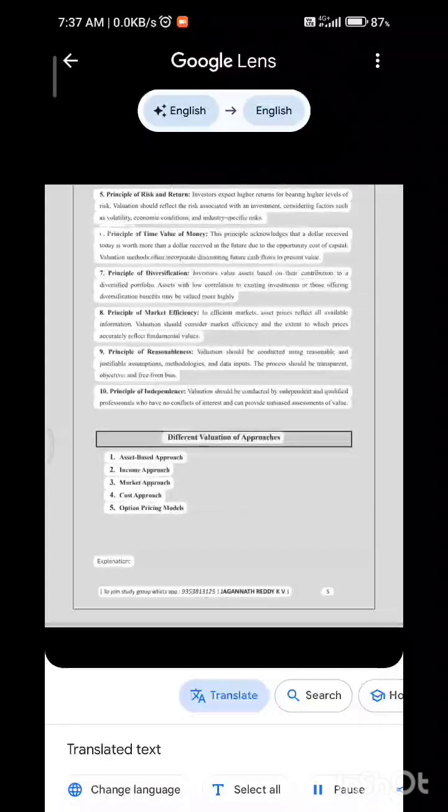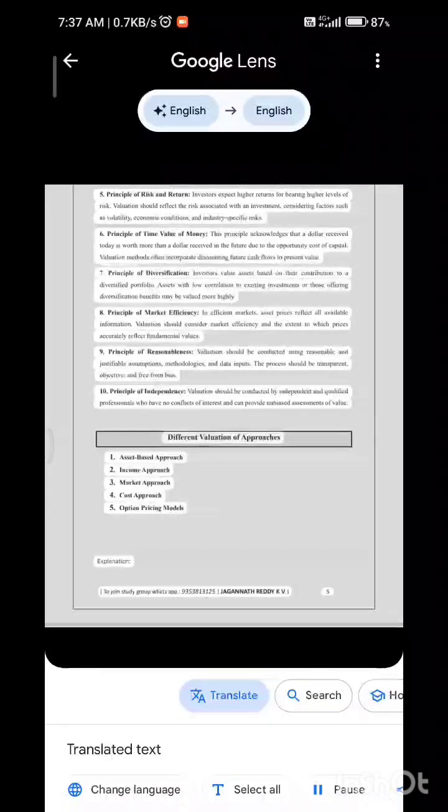6. Principle of time value of money. This principle acknowledges that a dollar received today is worth more than a dollar received in the future due to the opportunity cost of capital. Valuation methods often incorporate discounting future cash flows to present value.